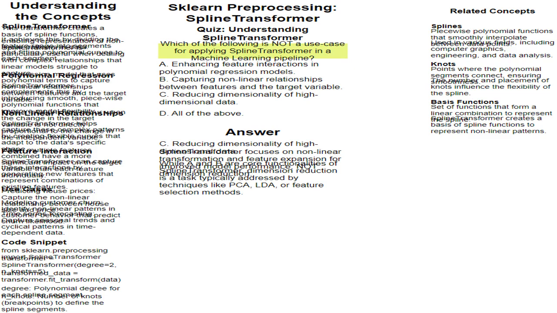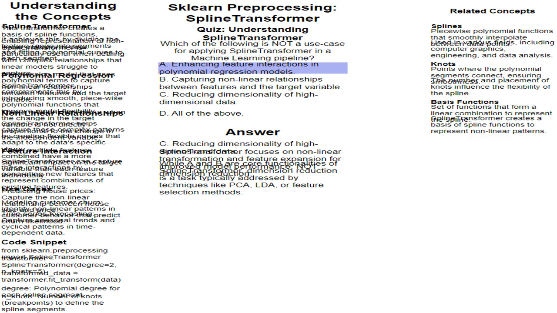Which of the following is not a use case for applying spline transformer in a machine learning pipeline? The question asks to identify a scenario where spline transformer wouldn't be the appropriate choice for a machine learning pipeline. A. Enhancing feature interactions in polynomial regression models. Spline transformer is used for polynomial regression models, but it doesn't focus on reducing dimensionality.